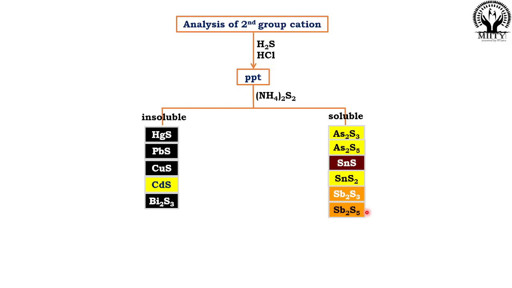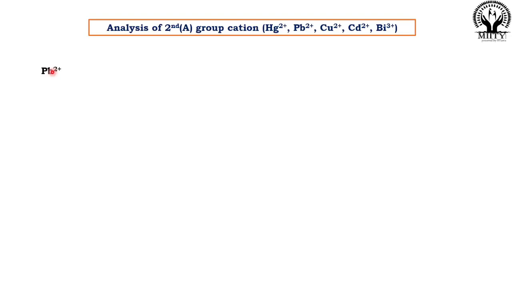So in the second group category, we have 2A group cation precipitates and 2B group cation precipitates. 2A group cations are insoluble in yellow ammonium sulfide and 2B group are soluble in yellow ammonium sulfide. Analysis of second group cations: mercuric, lead, copper, cadmium and bismuth. Now we discuss the lead.